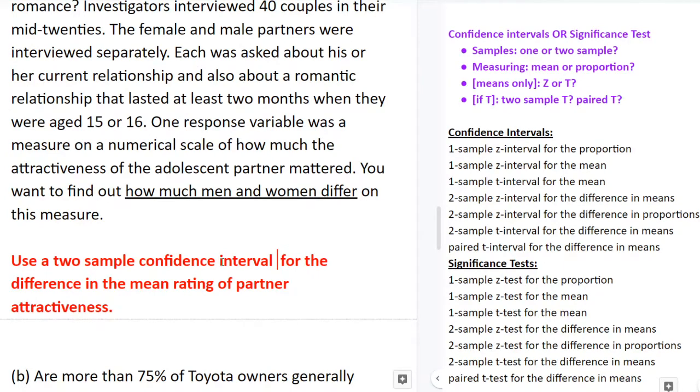Now it's going to be a t-interval because we don't know the population standard deviation for the mean rating of partner attractiveness. Again, you really want to pay attention to what's being asked, and this is a perfect example of where I went back and really reread that question to make sure that we got it right. So in that case, you've got a two-sample confidence interval for this difference.